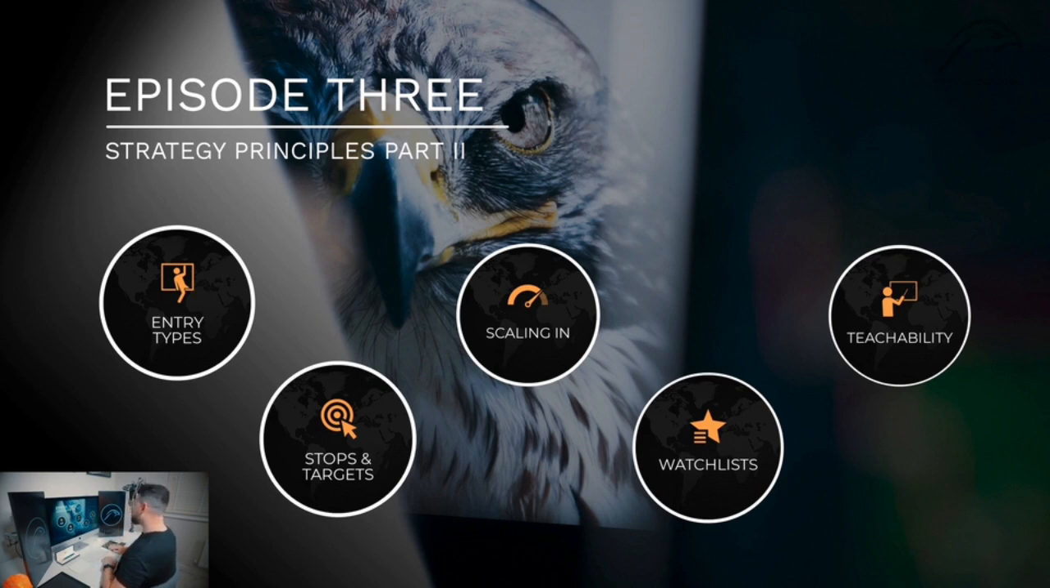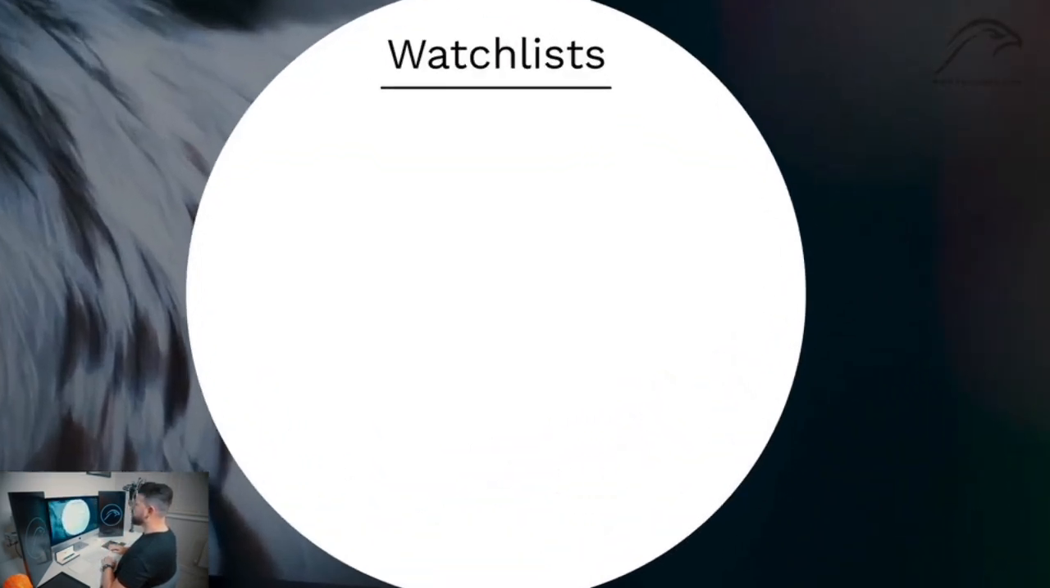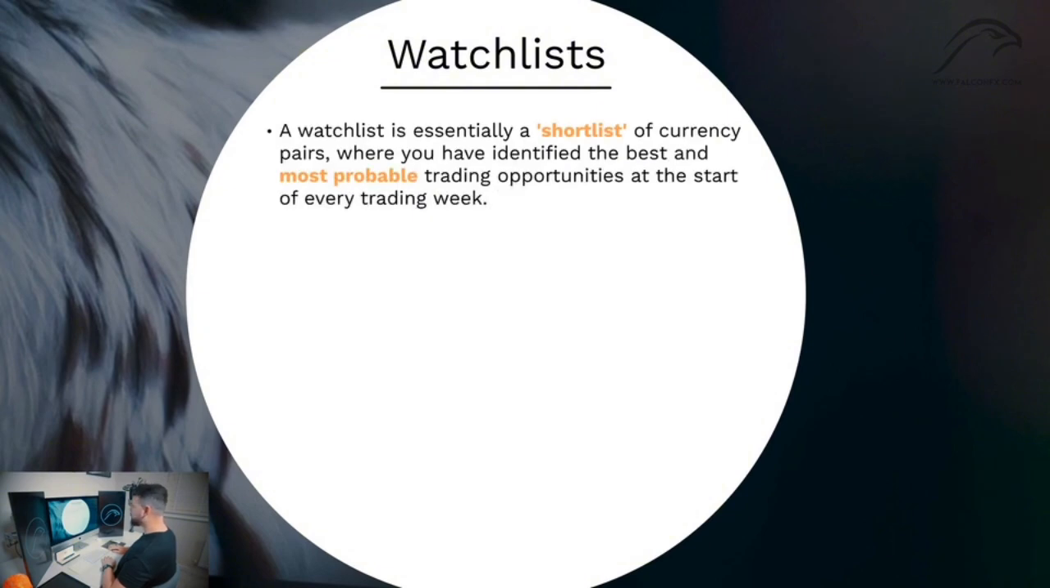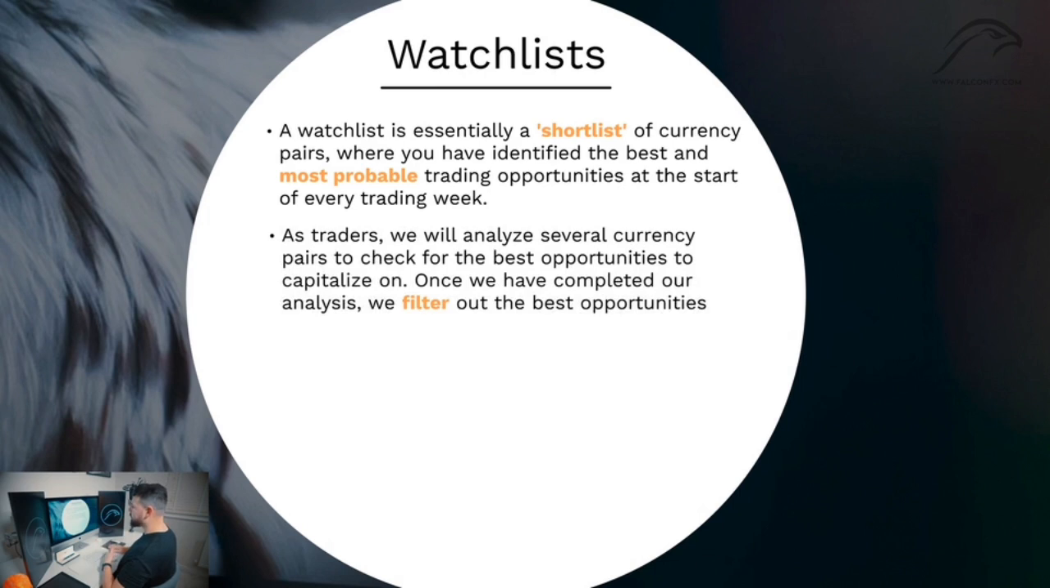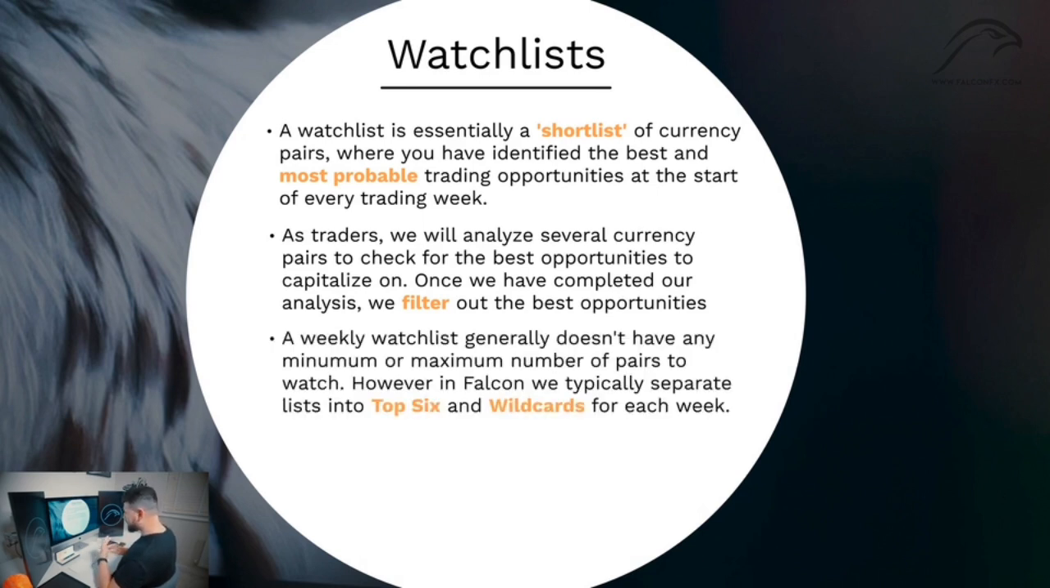Now let's move on to the next part, which is watch lists. So what are watch lists? Why are they important? Well, essentially, a watch list is a short list of currency pairs that you've identified, and these are the best and the most probable trading opportunities at the start of each week that we create. As traders, we will analyze several currency pairs and we'll check for the best opportunities to capitalize on. Once we've completed that analysis, we then filter those best opportunities for the week ahead.